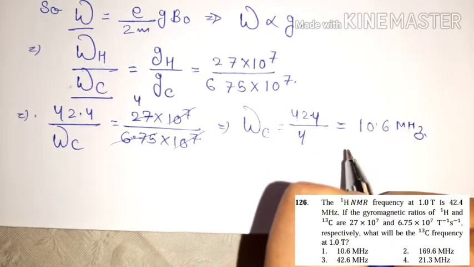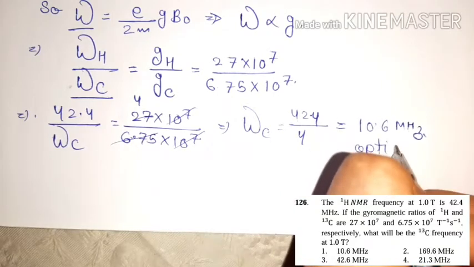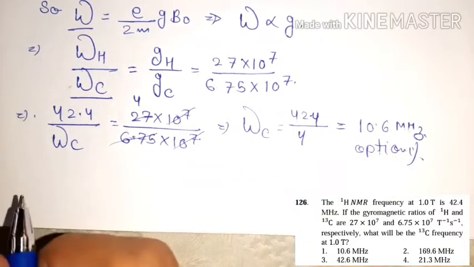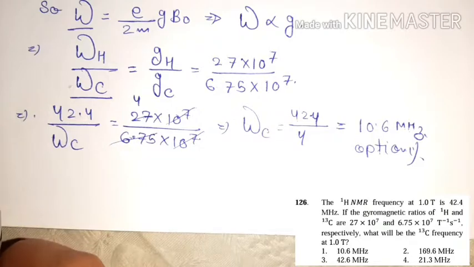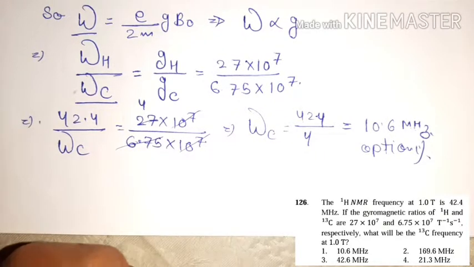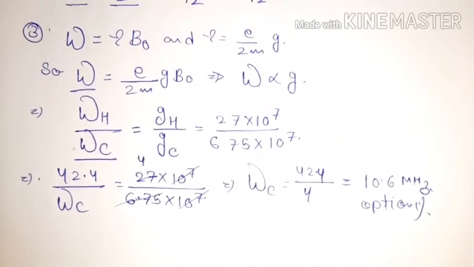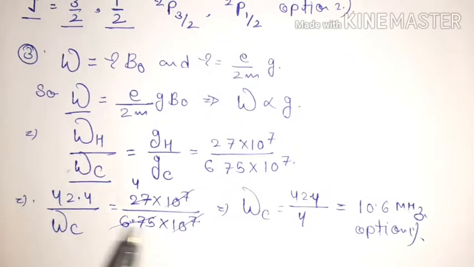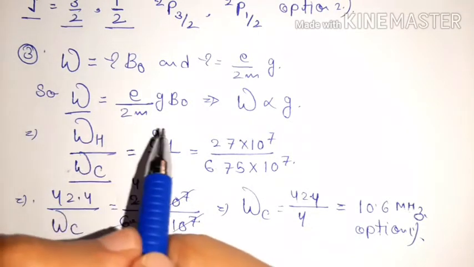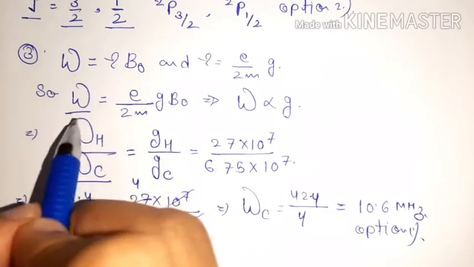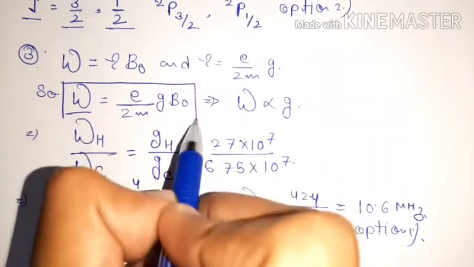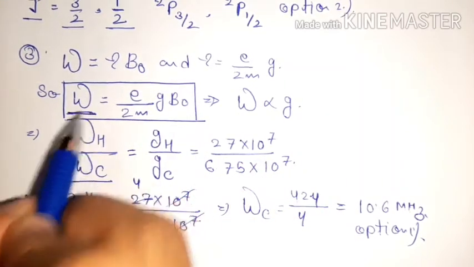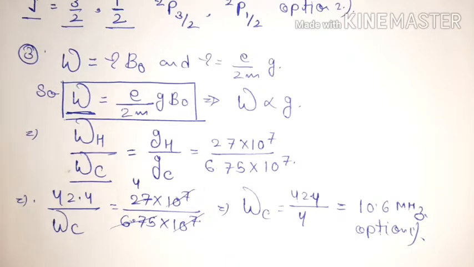So this is the answer of your question, which is your option number first. See in the corner, option number first is the correct answer. Understand? See once again the solution, it is a complete solution of this question. The general formula is this formula. This is a very important formula, friends. Remember, this formula can tell us about the relationship between your frequency and gyromagnetic ratio.